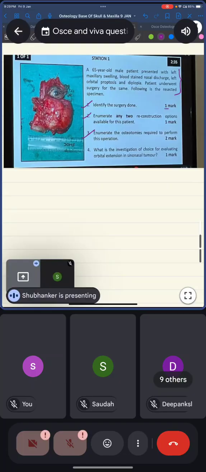Now you see why. What is the difference? ये एक number था, ये एक number था. इसके लिए आपको they are giving you 2 marks because you have to write in a flow chart. Na 6 names you have to remember from where you are cutting it and like that you have to write in a sequential way. Then coming to this, what is the investigation of choice for the orbital extension? You can write CMRI. Okay.